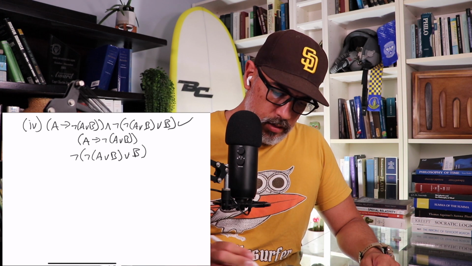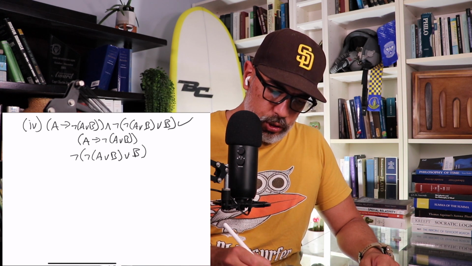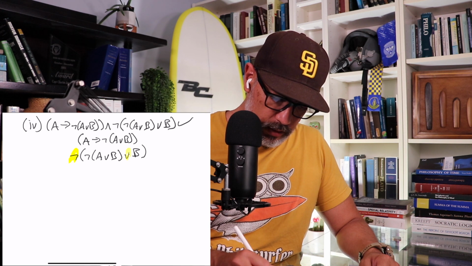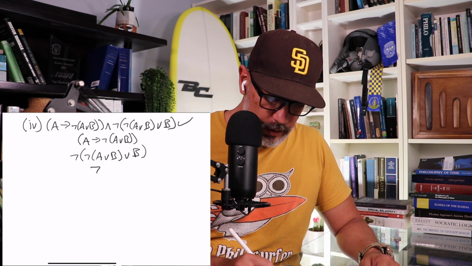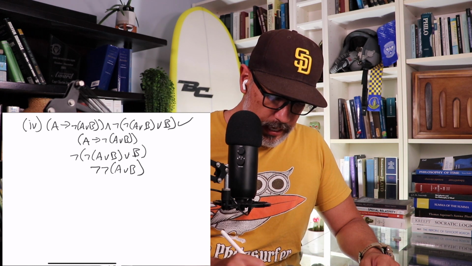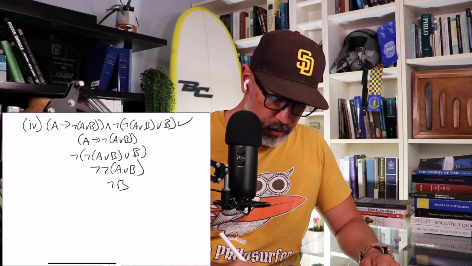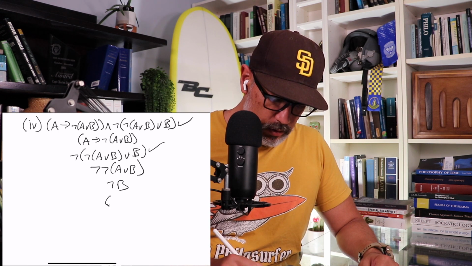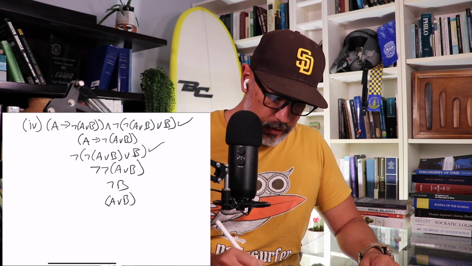Check. Then we have the negation of a disjunction, that's the second one, right? It's this negation and this disjunction right here. So not (A or B) and not B. Check. And that not not (A or B), that's a double negation rule. So we'll make it A or B. Check.